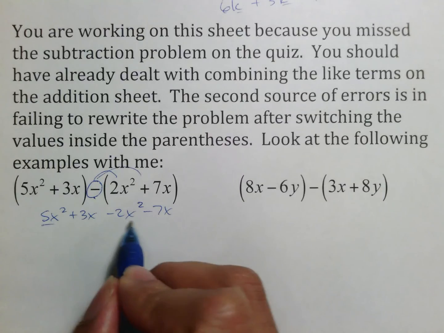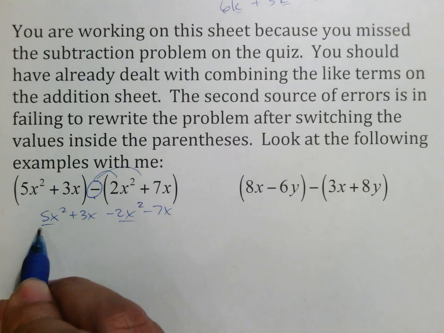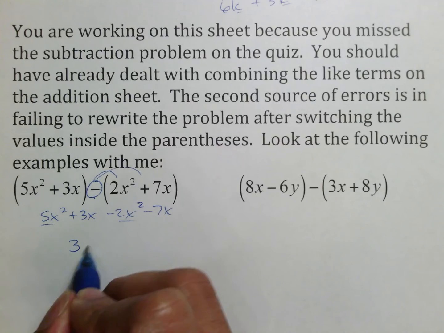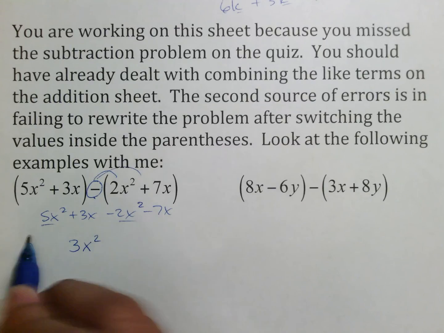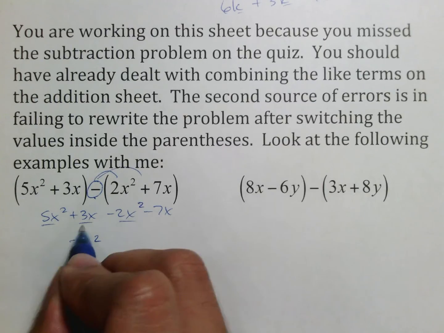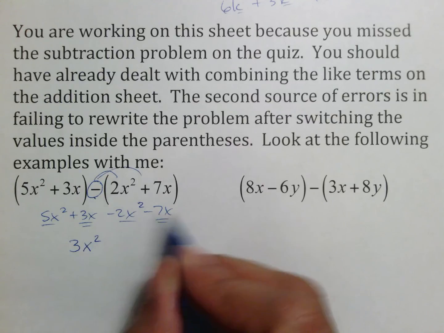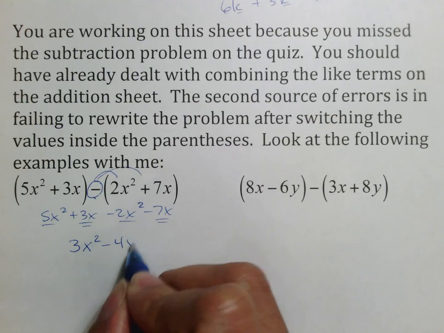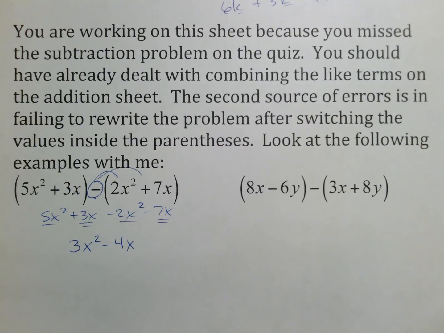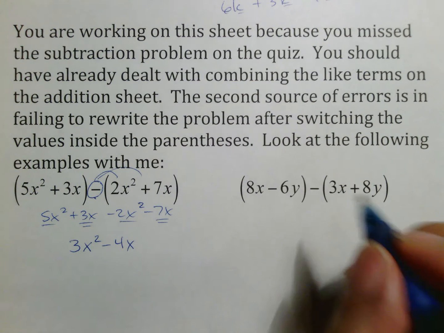And then you put your like terms together. Again, what we just saw in the other video, or what you know already, is that 5 minus 2 makes 3. And again, the label does not change. There are 3 x squareds altogether. Now you put positive 3x with negative 7x to get negative 4x. That's all. That is all you have to do. You just have to make sure you're careful.